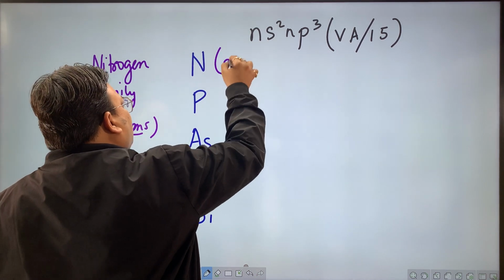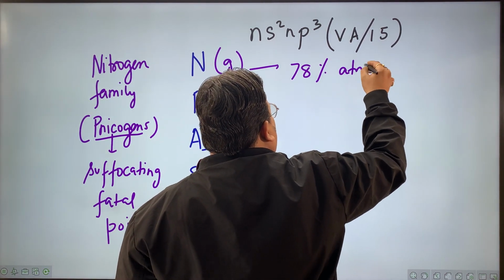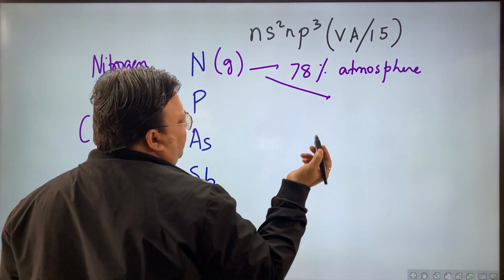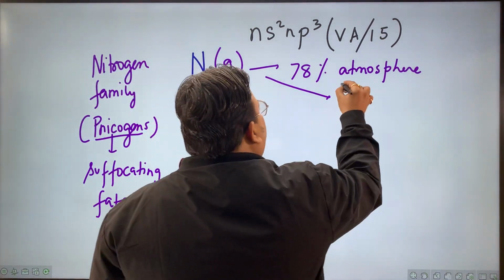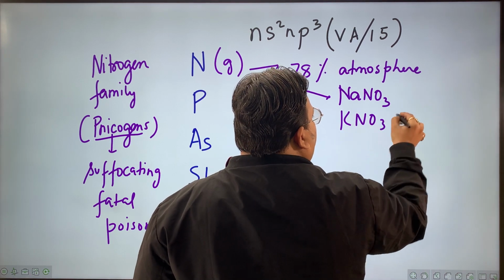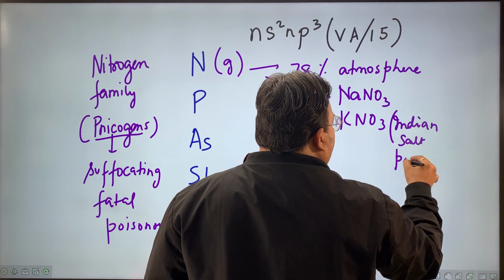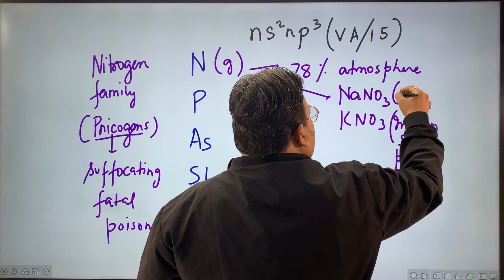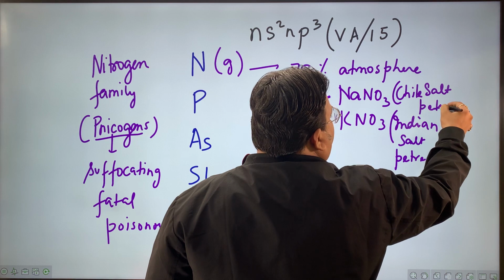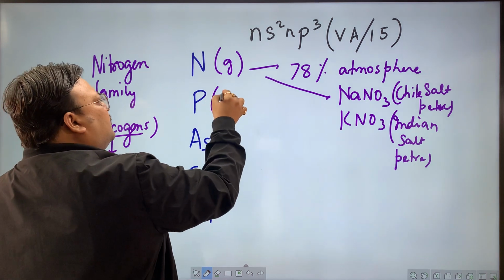Now, right away, nitrogen is a gas. Almost 80% of the atmosphere. It's written 78% in NCERT. And there are two very important minerals, NaNO3 and KNO3, they're called saltpeter. NaNO3 is Chile saltpeter, and KNO3 is called Indian saltpeter. These are two mineral sources of nitrogen. Nitrogen is a gas, phosphorus is a soft waxy solid.